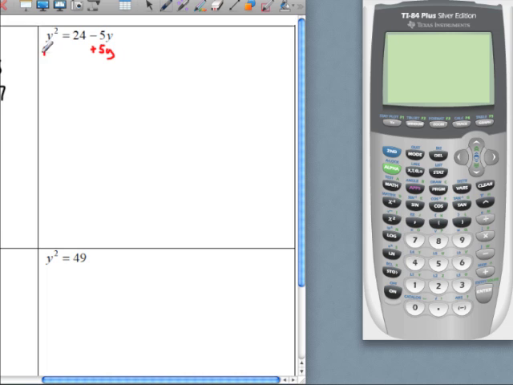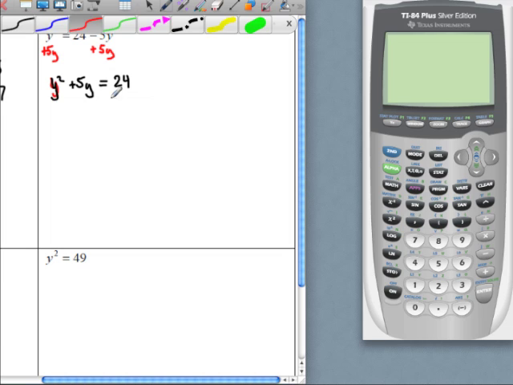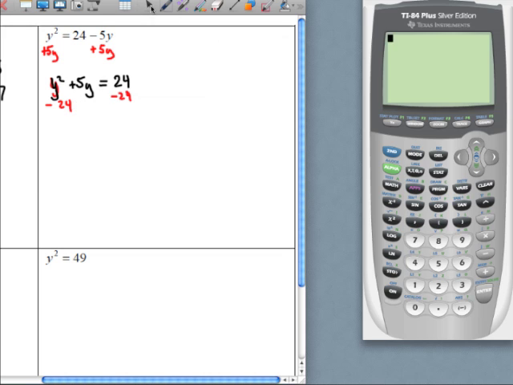and you'd add a 5y there, and you would have y squared plus 5y is equal to, and the 24 is still over there, and let's move that over now, minus 24 over here, and we will have y squared plus 5y minus 24 is equal to 0.